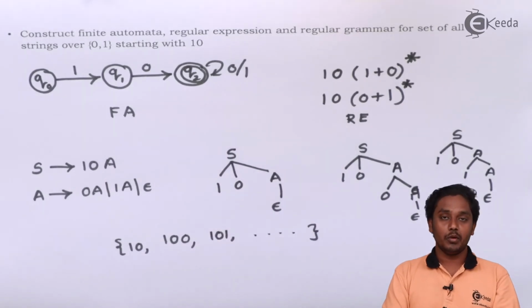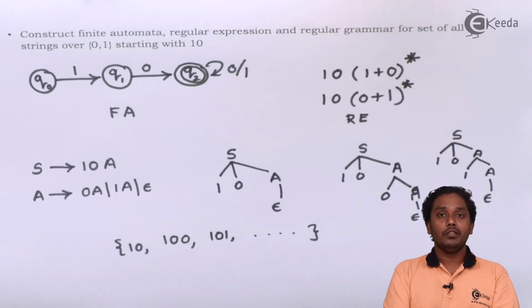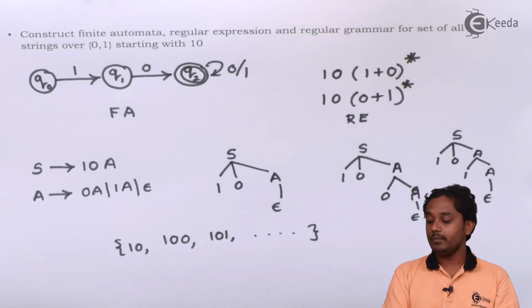Similarly, this grammar would generate all the strings which start with 1 0. Again, you can see that this grammar is right linear, that is, it has the non-terminal at the right hand side. In the first production, A comes in the right hand side of that particular production. Similarly, even in the second case, the non-terminal A comes in the right hand side.